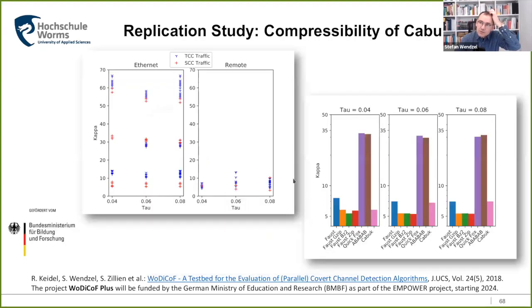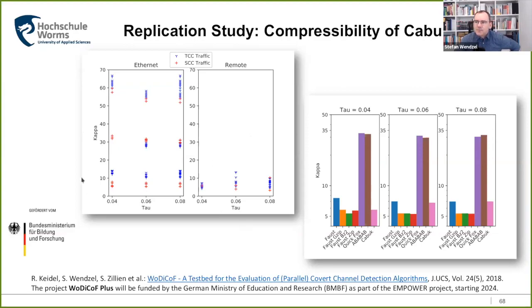And then we changed the media, because this was also not done in research so far. So how do the kappa scores differ if you have a high-speed Ethernet or a remote connection? And as you can see, they differ quite a lot.